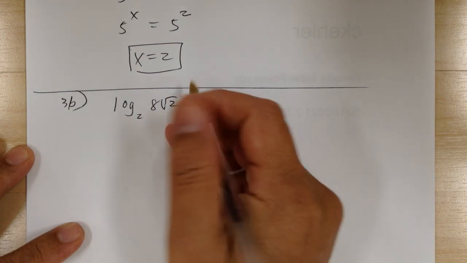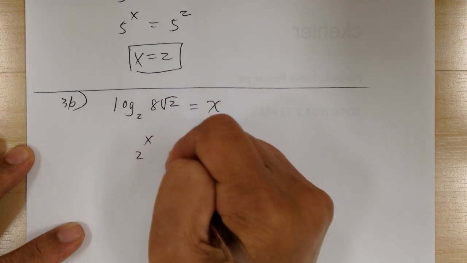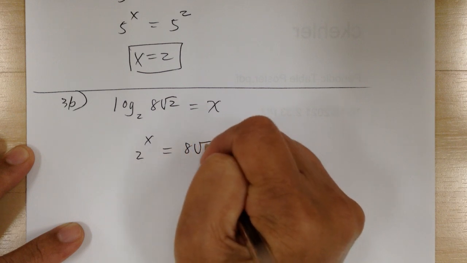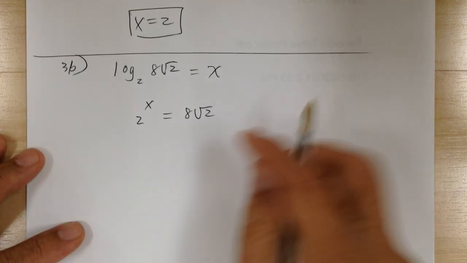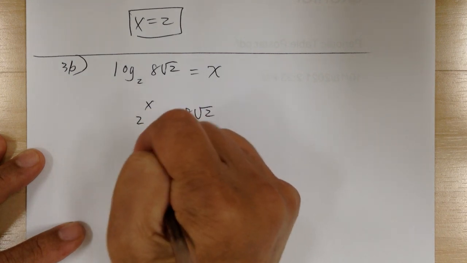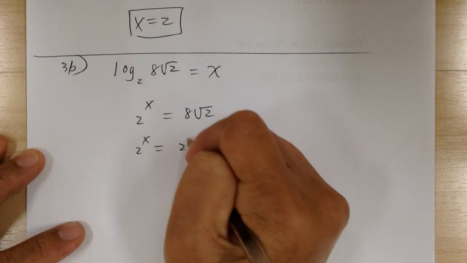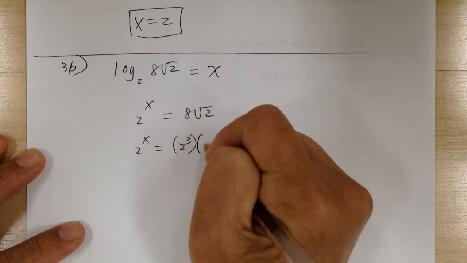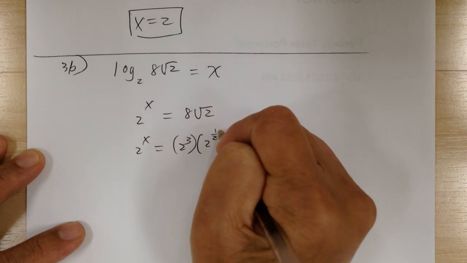So over here, again, change form. You get 2 to the x equal to 8 times square root of 2. And now since this is base 2, you want to make this base 2. So 8 is 2 to the 3, and square root of 2 is 2 to the 1 half power.